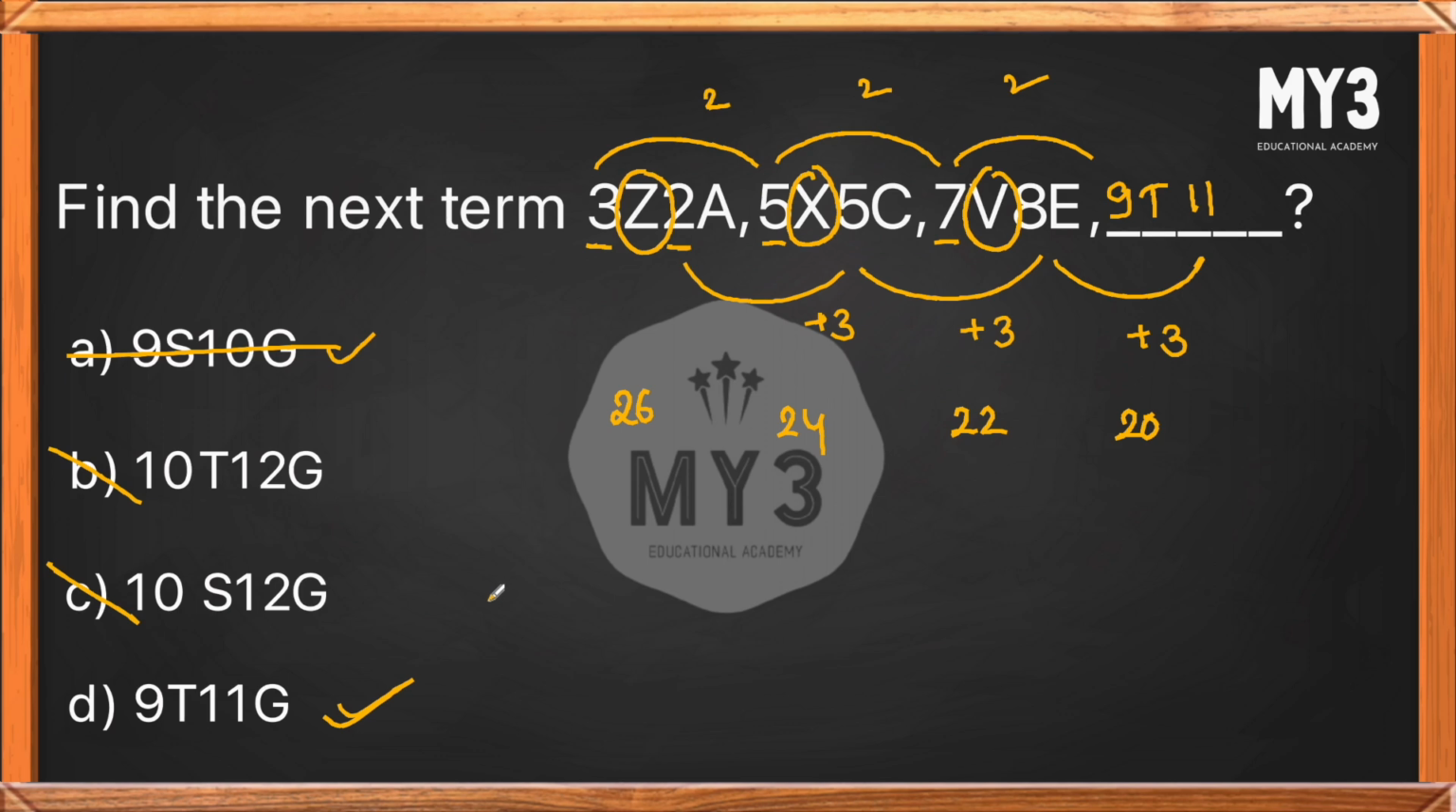Always use elimination method. You don't need to solve everything. So you just have the option choices. Make use of the option choices. A is 1, C is 3, E is 5. There is a difference of 2. 1, 3, 5. Next one will be 7. 7 means it is going to be G. So answer choice must be option D.